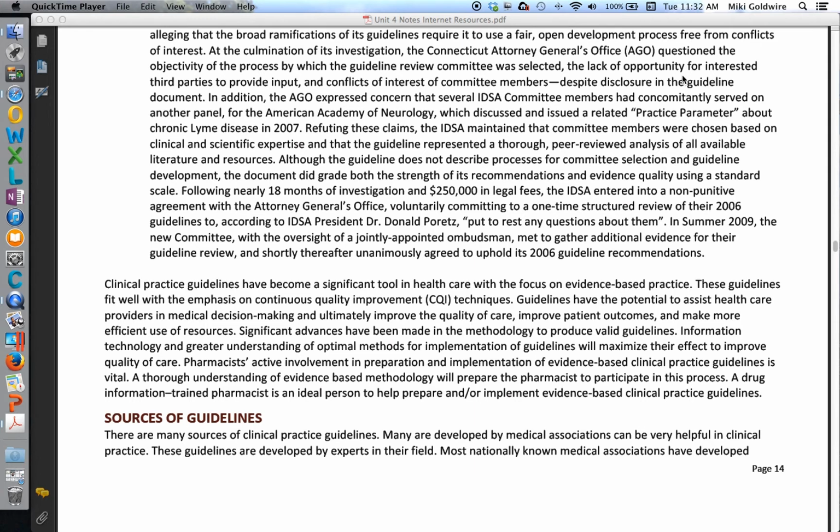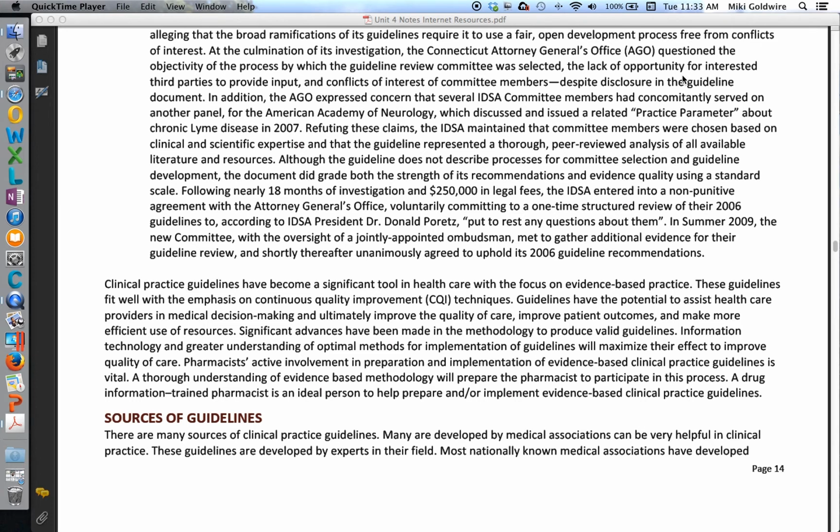A thorough understanding of evidence-based methodology will prepare the pharmacist to participate in this process. A drug information trained pharmacist is an ideal person to help prepare and or implement evidence-based clinical practice guidelines.